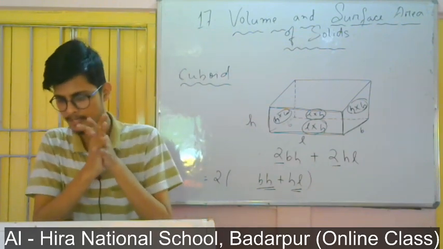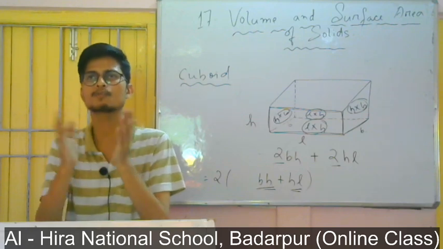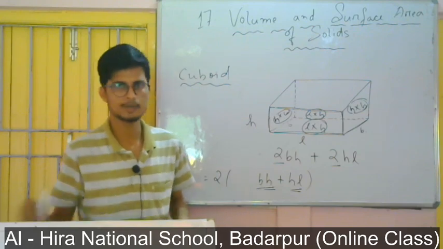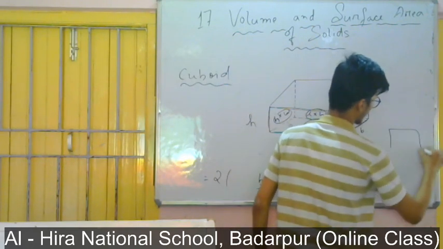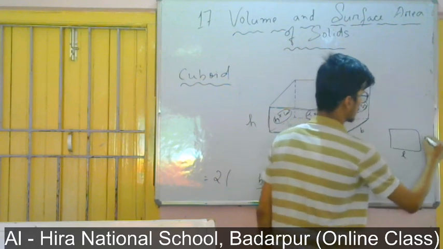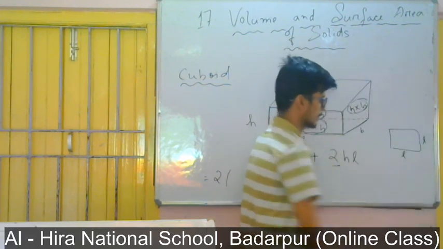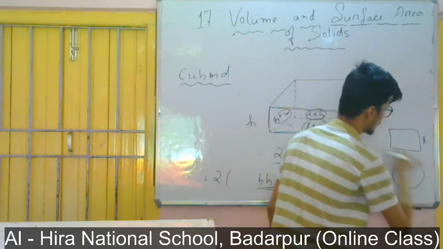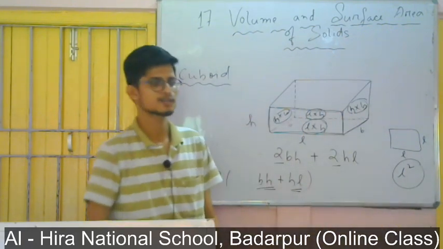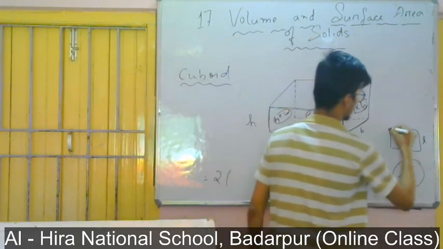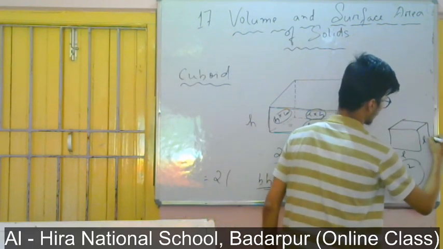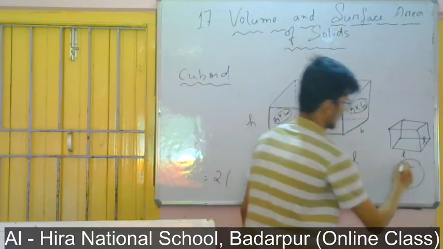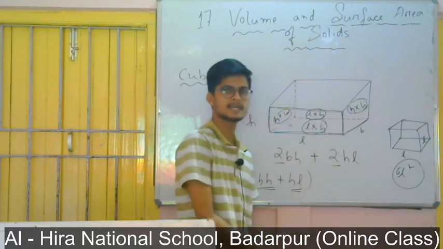So then next one is cube. In case of cube, we know a cube is made of 6 identical squares. That means we know how to find the area of a square. If I name the side as L, then this side is also L. The area of a square is side square. That means the answer will be L square. In a cube there are 6 sides. If we count the number of sides in a cube, you will get 6 sides. That means the total surface area will be 6L square.